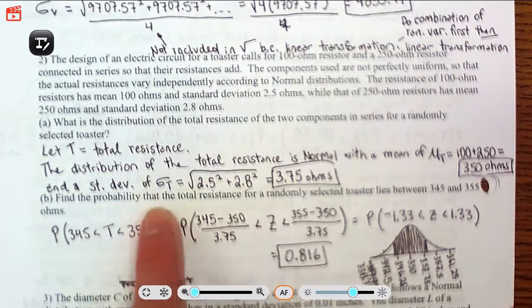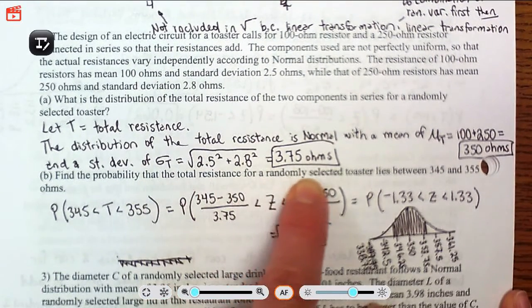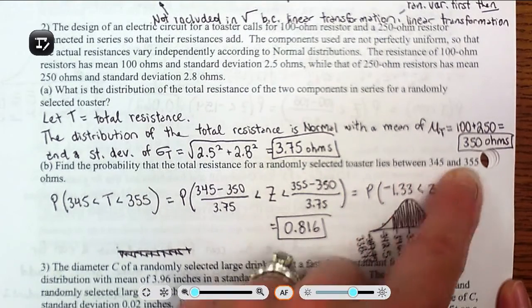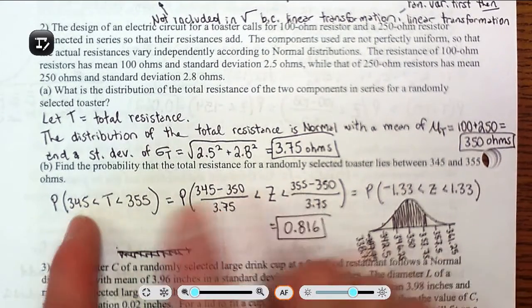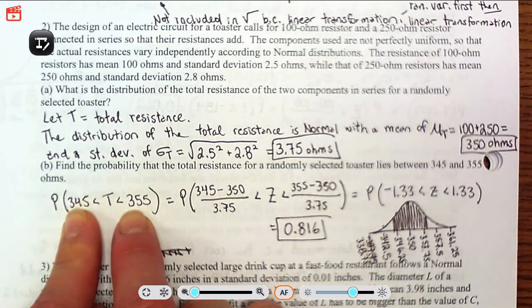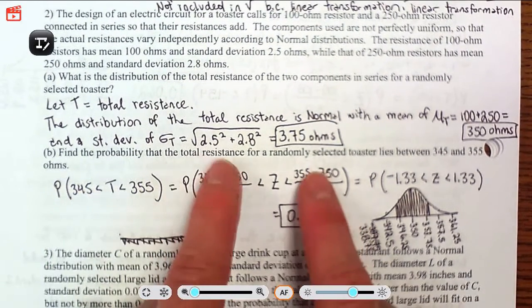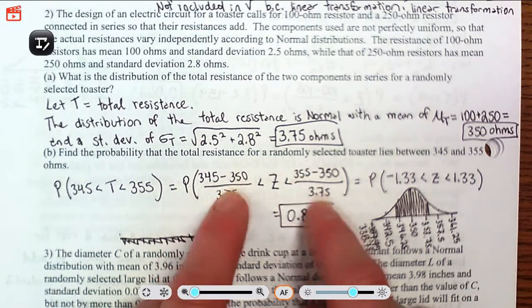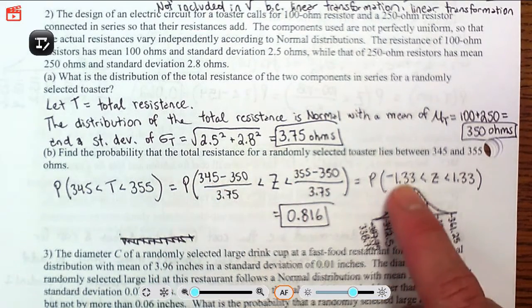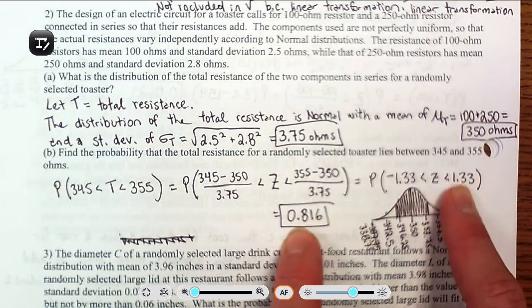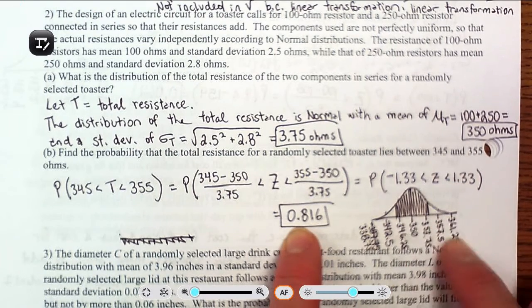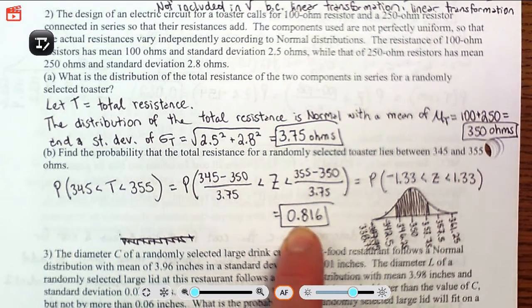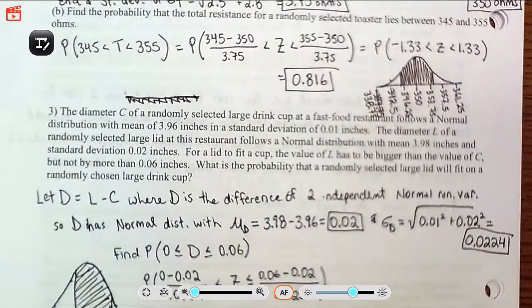Find the probability that the total resistance for a randomly selected toaster lies between 345 and 355. So we're curious about the probability that T lies between 345 and 355. That's the probability that Z lies between the z-scores for 345 and 355, which is between negative 1.33 and positive 1.33. And when I lay that all out, I get 0.816.